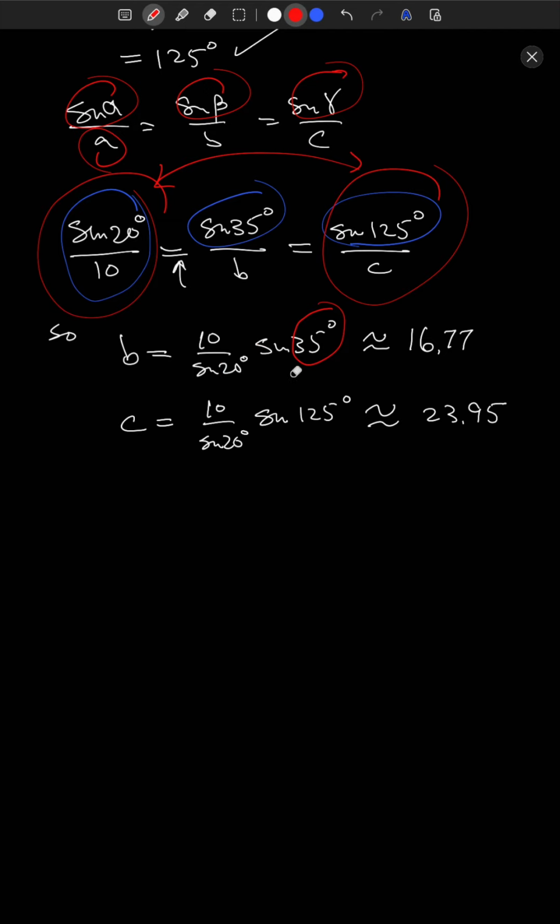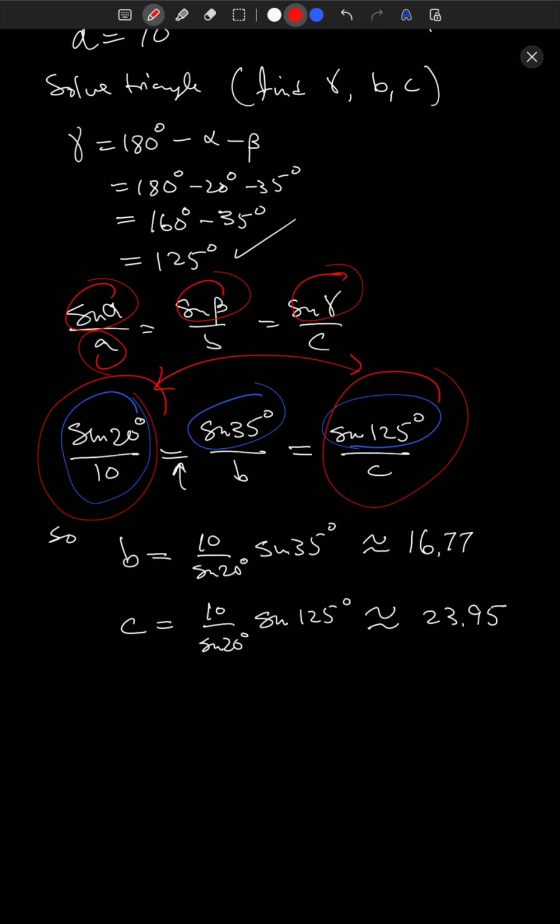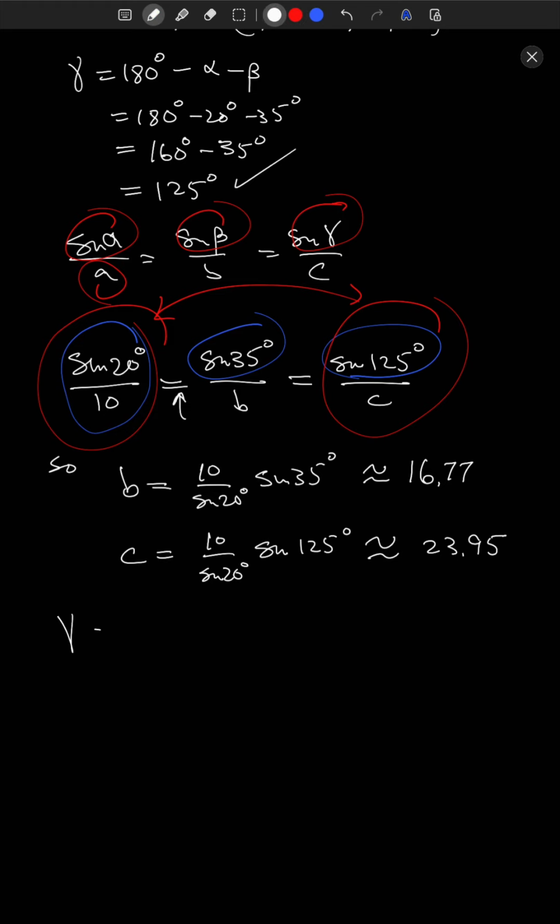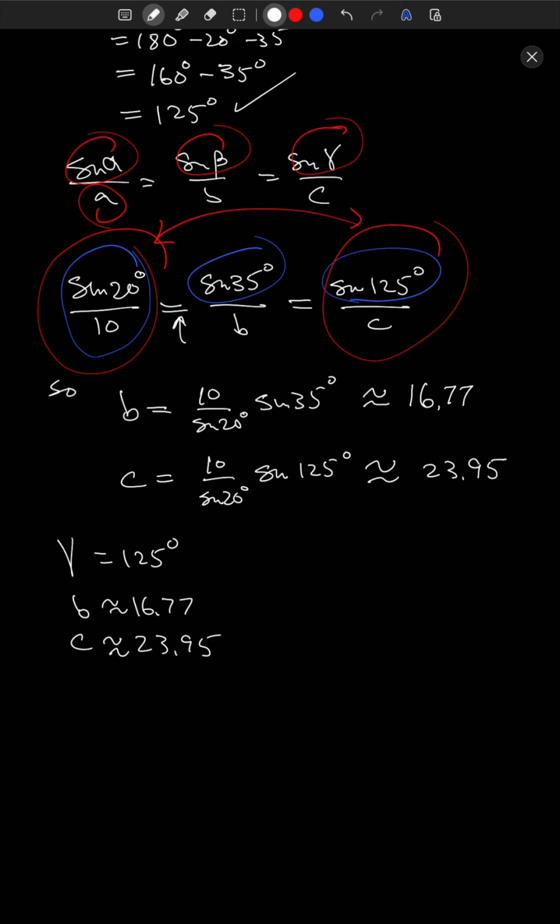All right. So that's it, right? Let's see. So we have our final conclusion. Gamma was 125 degrees. B was roughly 16.77. C was roughly 23.95. And we were given A, B, alpha, beta, and A. So altogether, we have all 6 bits of information that our triangle represents. And so we've solved the triangle. Okay, so seemingly pretty straightforward.